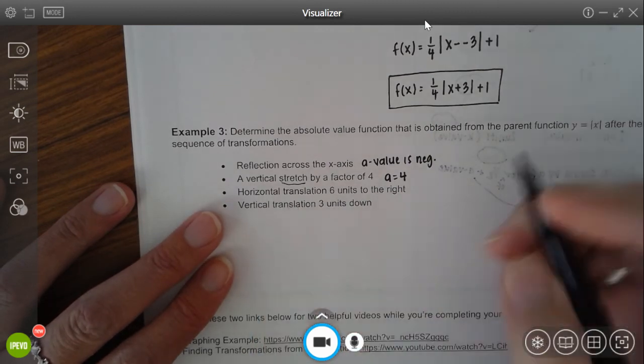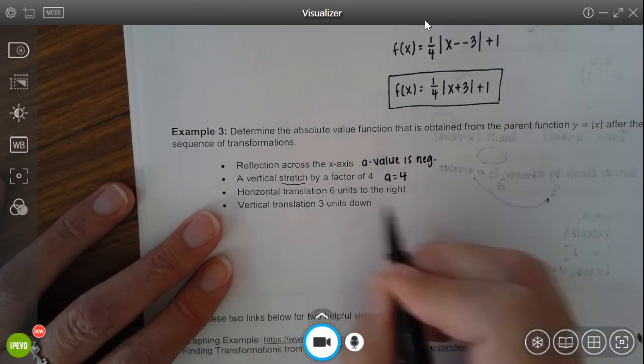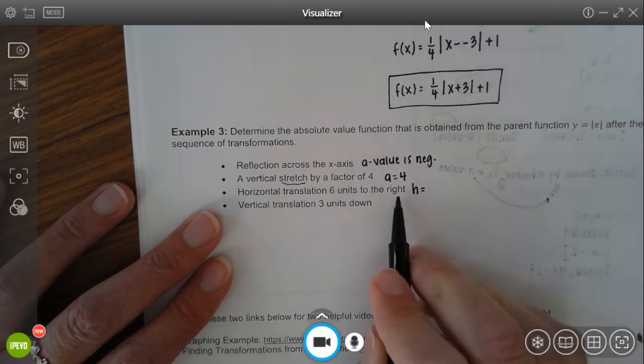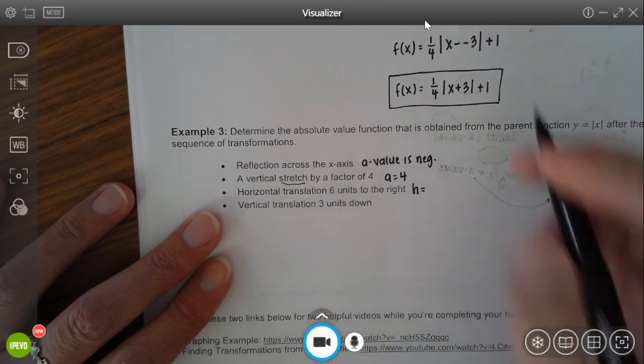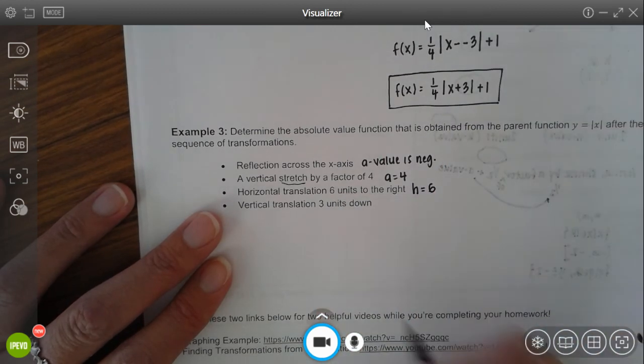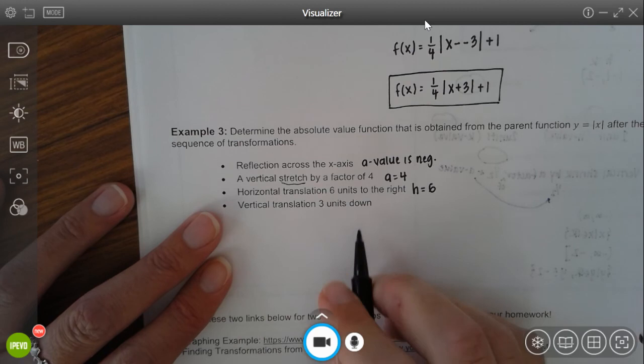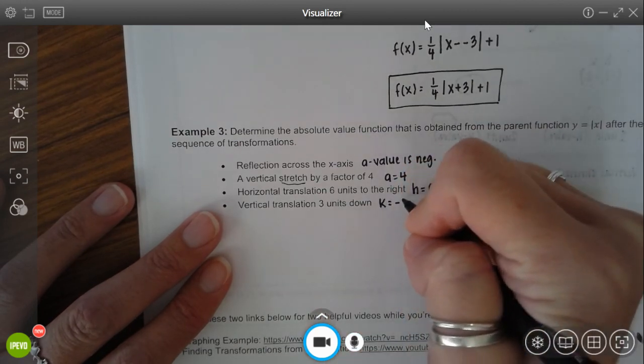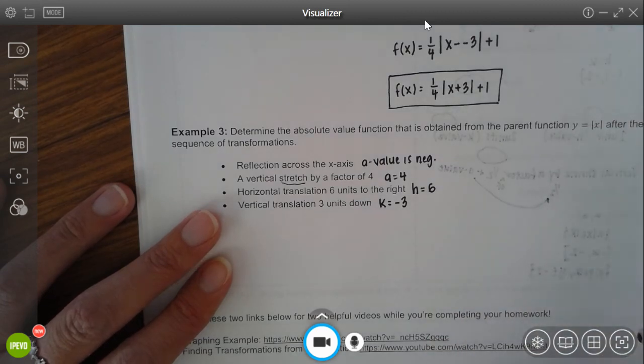Horizontal translation 6 units to the right. So again, horizontal translation right, that's telling me about my h value. Since it is moving to the right, it's going to be positive 6. And then the k, vertical translation, because we're moving it down. So if we're moving down, k is negative. So k is negative 3.